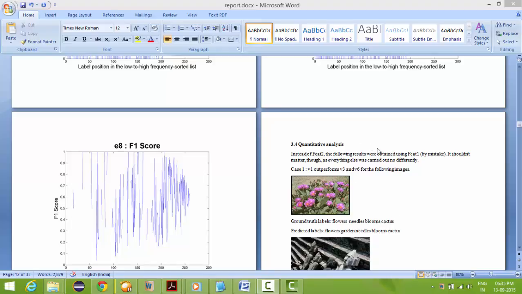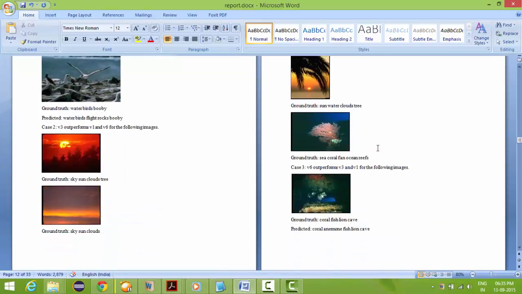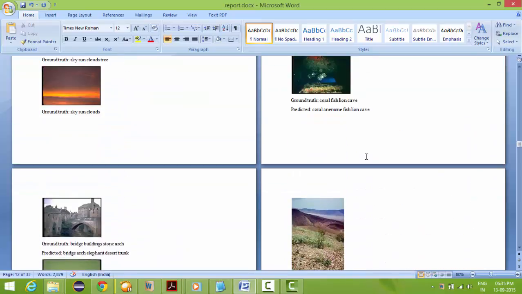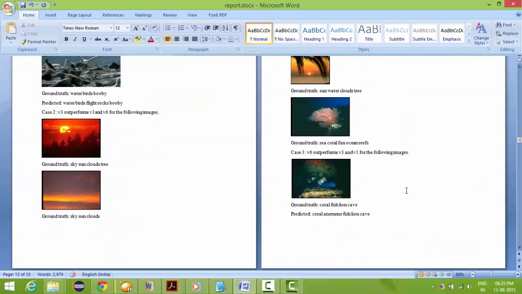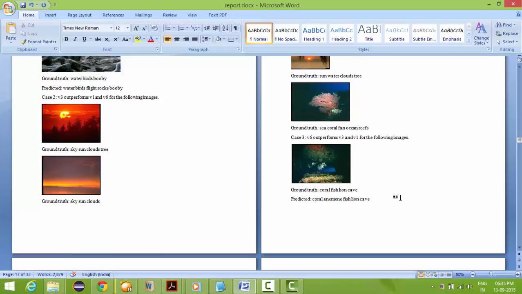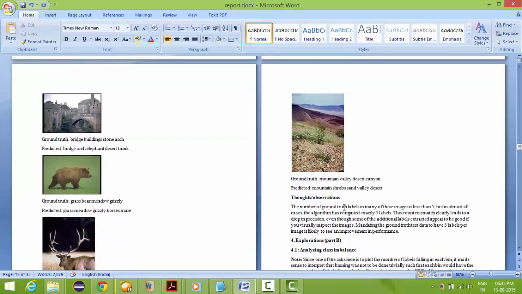in the predicted labels. Going down, if you look at case 3, wherein V6 outperforms V3 and V1, the first image has the ground truth of coral, fish, lion, and cave, all four of which are present in the predicted labels. One of the observations is that the number of ground truth labels in many of these images is less than 5, but in almost all the cases, the algorithm computes exactly 5 labels.